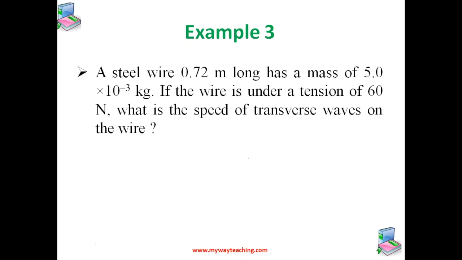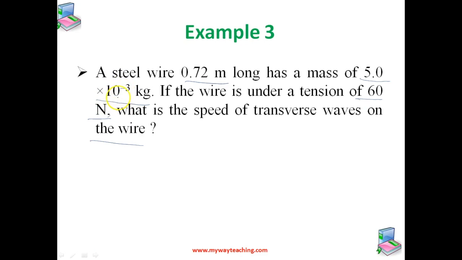Now let us see a very simple problem. A steel wire 0.72 meter long has a mass of 5 into 10 raised to minus 3 kg. If the wire is under a tension of 60 Newton, what is the speed of the transverse waves on the wire? So using the concepts that we just discussed, we should solve this problem.